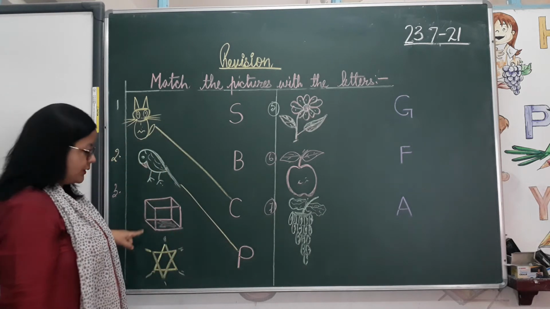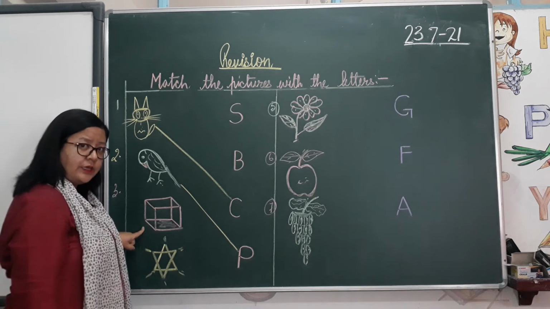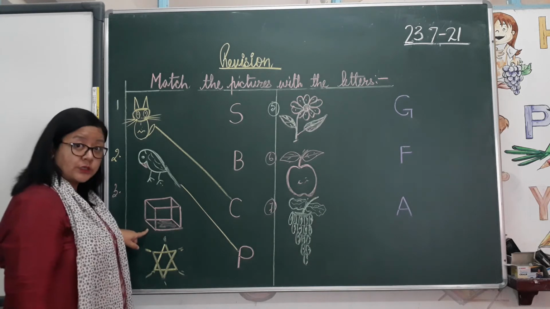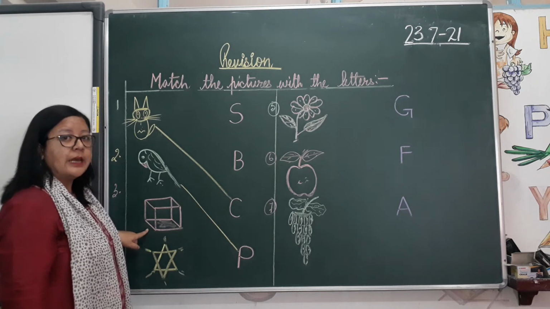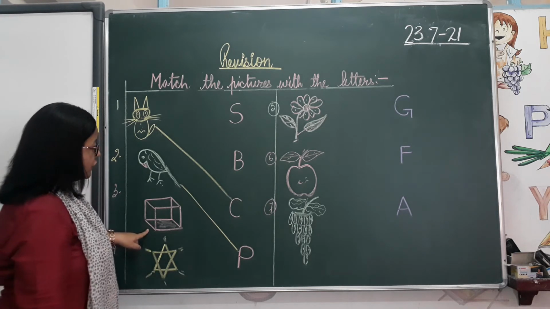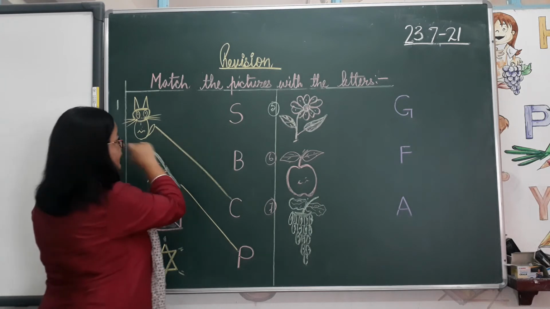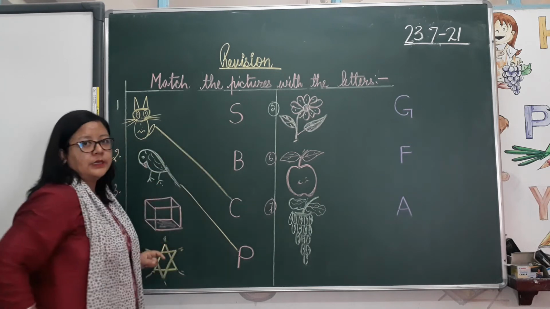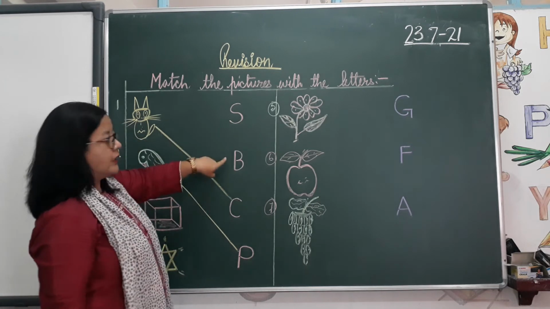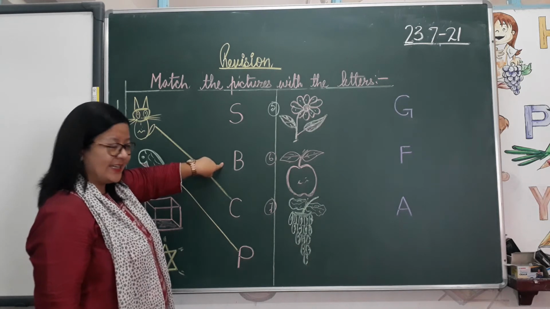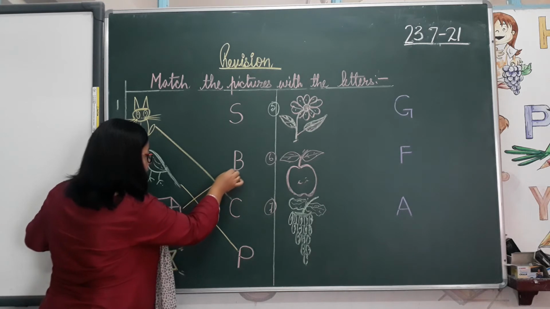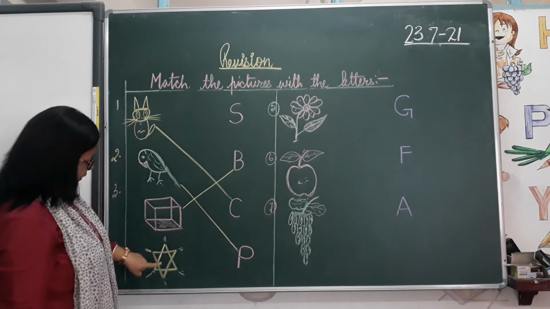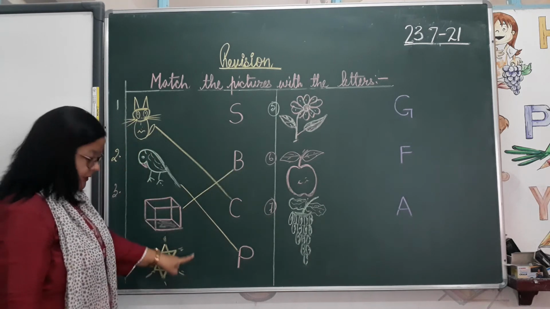What picture is this, boys? Can you see? It is a box. What is the first letter of box? B. Very good. Now find out where is B. Is this B? No. Is this B? Yes. Let's match them. Okay. B for box.